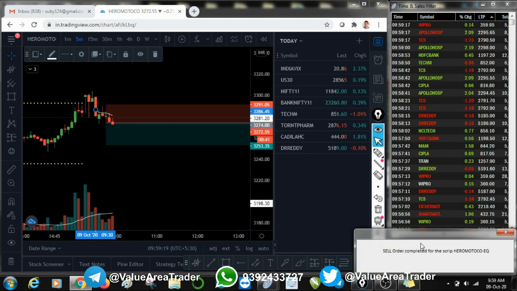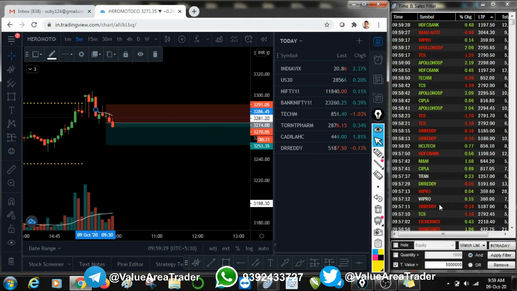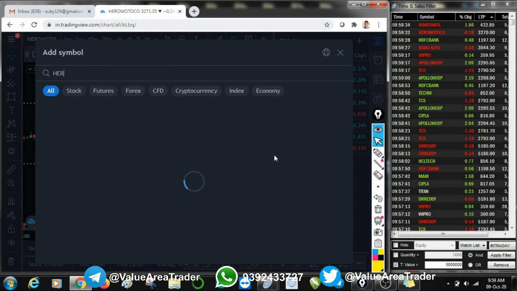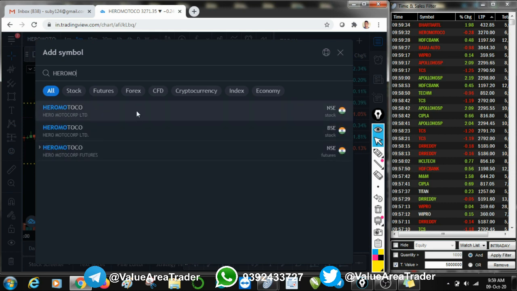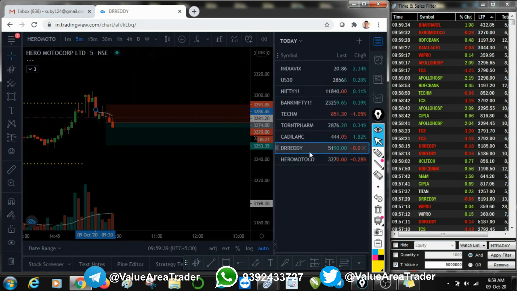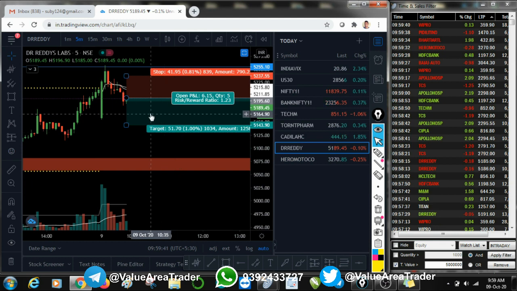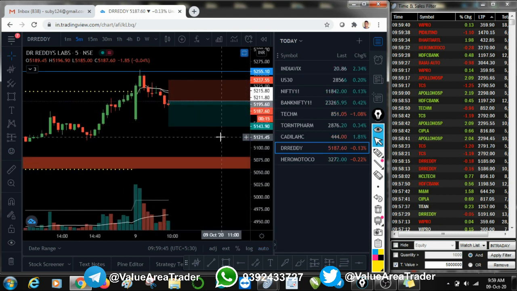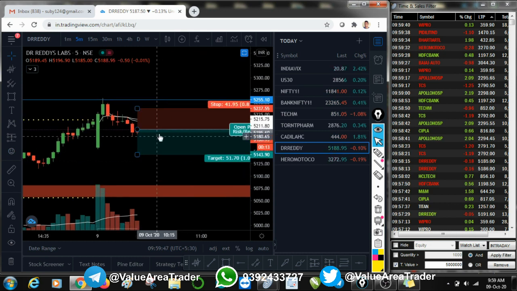Okay, so as you can see here, sell order completed for script Hero Motoko, because my Dartstock account is connected with my Upstocks account. So whenever I put an order from my mobile, it automatically shows here. So let's see what is happening in Dr. Reddy. I'll also put Hero Motoko here. Let's see what is happening in Dr. Reddy. I think we are having selling here.